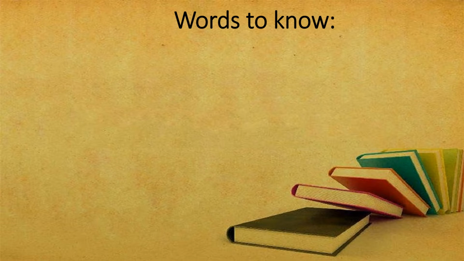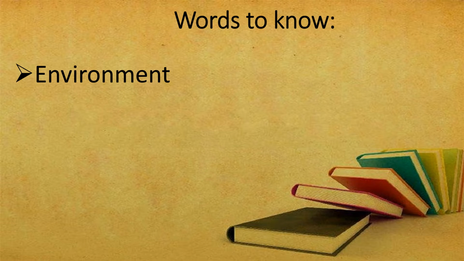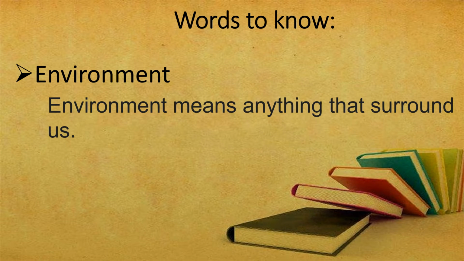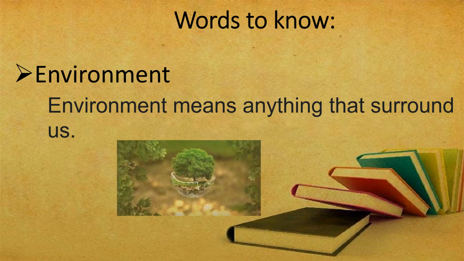So we have here our vocabulary or the words to know. First is we have environment. Environment. So do you know what is environment? When we say environment, it means anything that surrounds us. So if you look around, anything that you could see around, that is called environment. Later on, I will be showing you some examples of the things that surround us, okay?